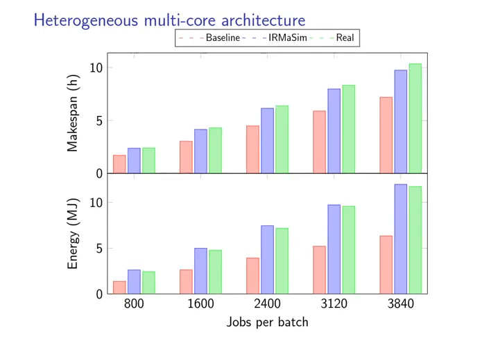A similar experiment was made in a heterogeneous cluster, with machines set at 3 different frequencies. The energy and performance predictions of IRMASIM are also closer to reality than the baseline simulation. For the 2 experiments, the relative error in the makespan is around 5% of the real values, and for energy it is within 10%.